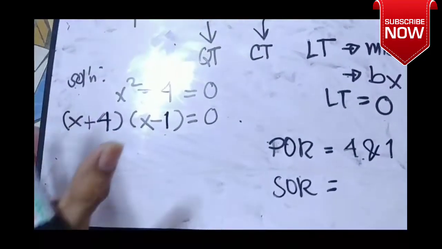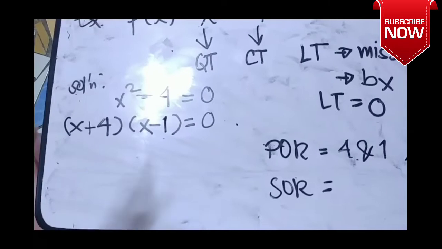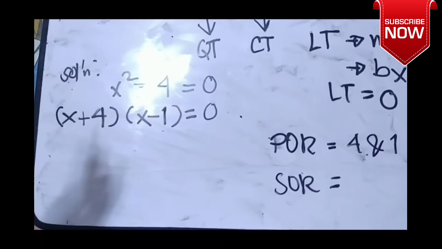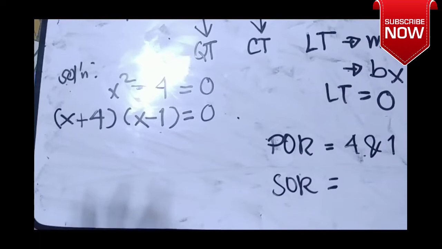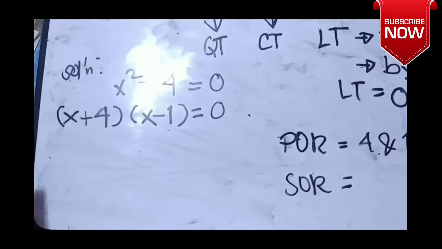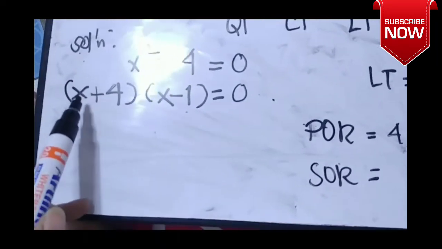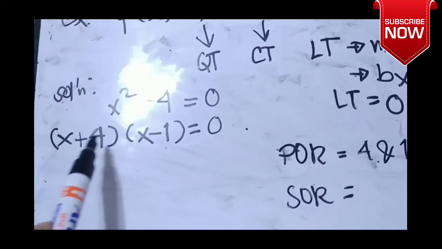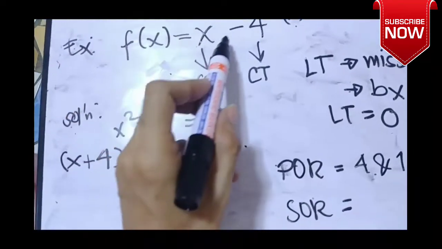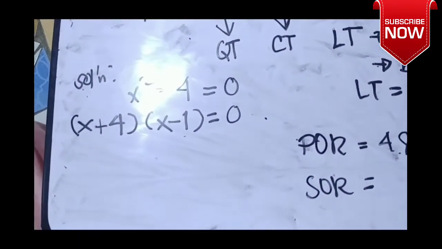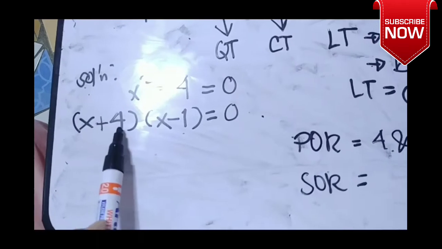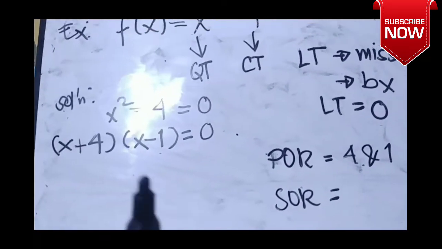By the way, sa factoring guys, it's just a matter of trial and error. So, walang masama sa trial and error as long as makuha natin yung right answer. Okay? So, nalagay na natin na ang factor ng x squared minus 4 ay x plus 4 and x minus 1. Ang tanong, tama ba na 4 and 1 ang nilagay natin? So, let us check.